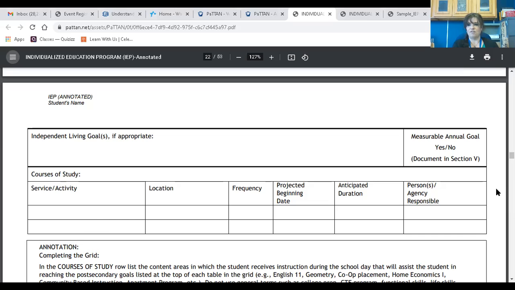Don't forget that if a student is going to, for an example for us, we send students to Lycoming County Technical Consortium, they would have to include that on this section of the IEP.